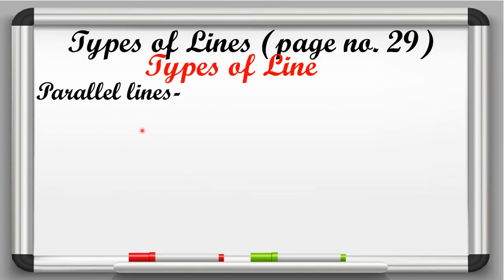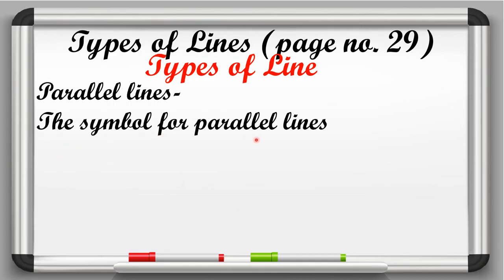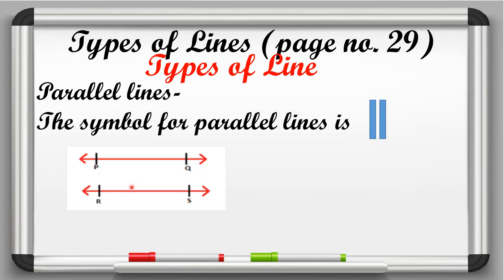So here parallel lines, the symbol for parallel lines is this. This is the symbol. You can see that the distance between these two lines is the same everywhere. Okay, so this is the example of parallel lines. Here PQ and RS both are parallel lines. So how can we write it? Here line PQ is parallel to line RS. Understood beta? This is the symbol for parallel lines.